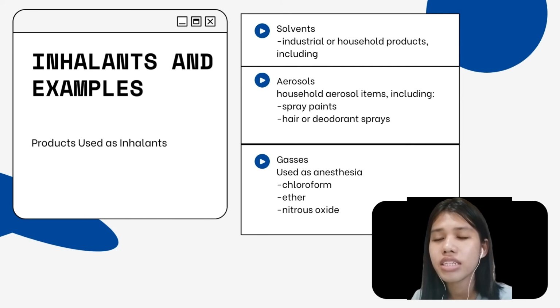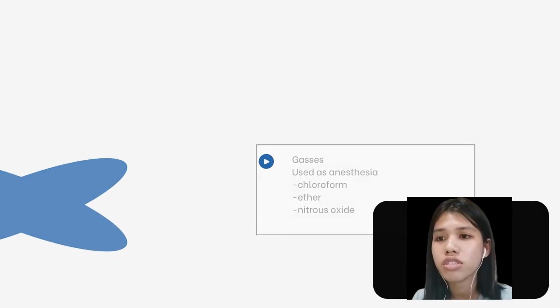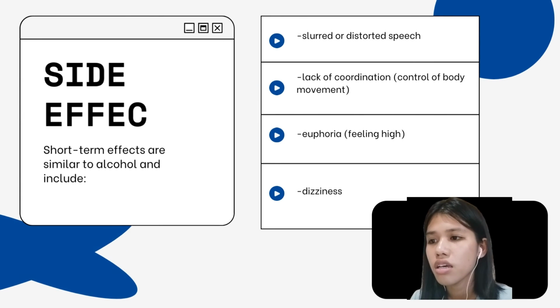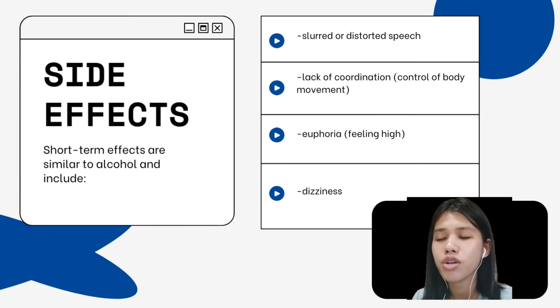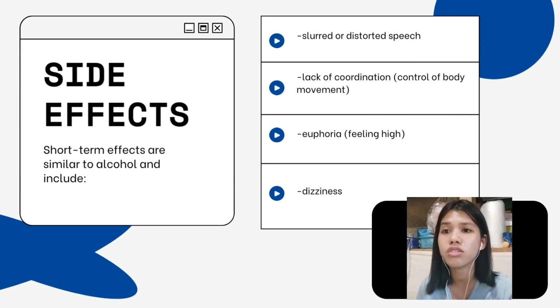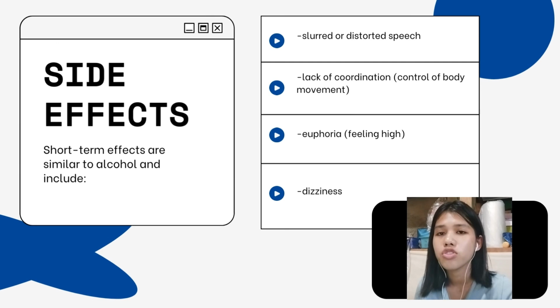Although the high that inhalants produce usually lasts just a few minutes, people often try to make it last by continuing to inhale again and again for several hours. Its side effects are mostly blurred or distorted speech, lack of coordination, euphoria or feeling high, and dizziness. Most inhalants affect the CNS and slow down brain activity. Short-term effects are similar to alcohol.